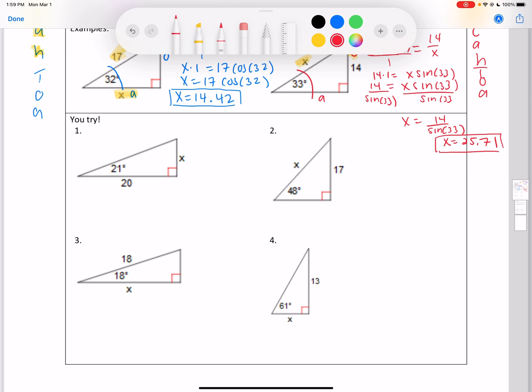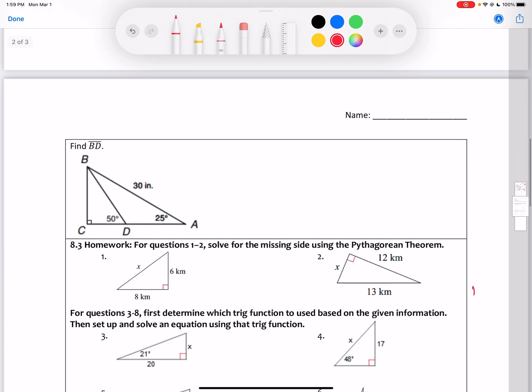But I'm going to go on to one more problem before you get to your homework, and that's this guy. So it says find BD. In order to find BD, I'm looking at two different right triangles. So let's see if I can draw this without getting too confusing. So here's one right triangle, and then here's my next right triangle.